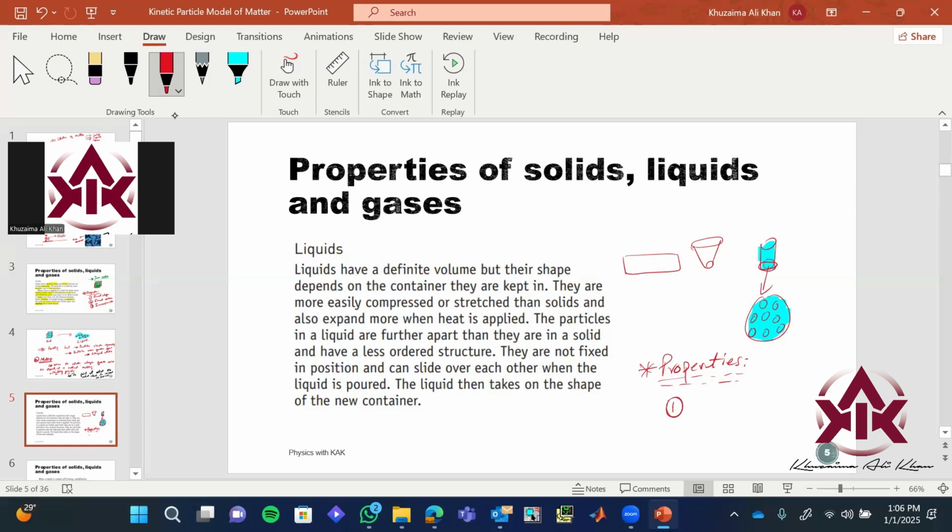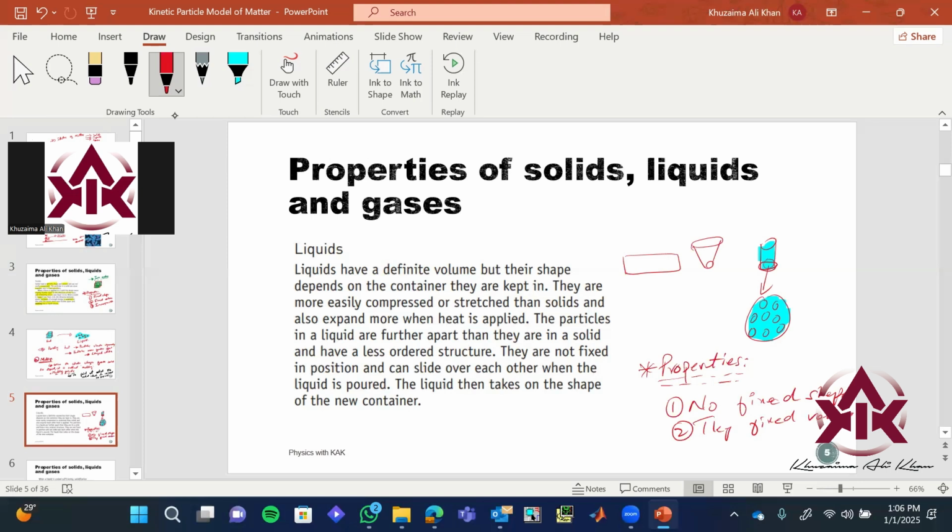The first property of this particular state is that they have no fixed shape. They have no fixed shape, but they have fixed volume, by the way, right?